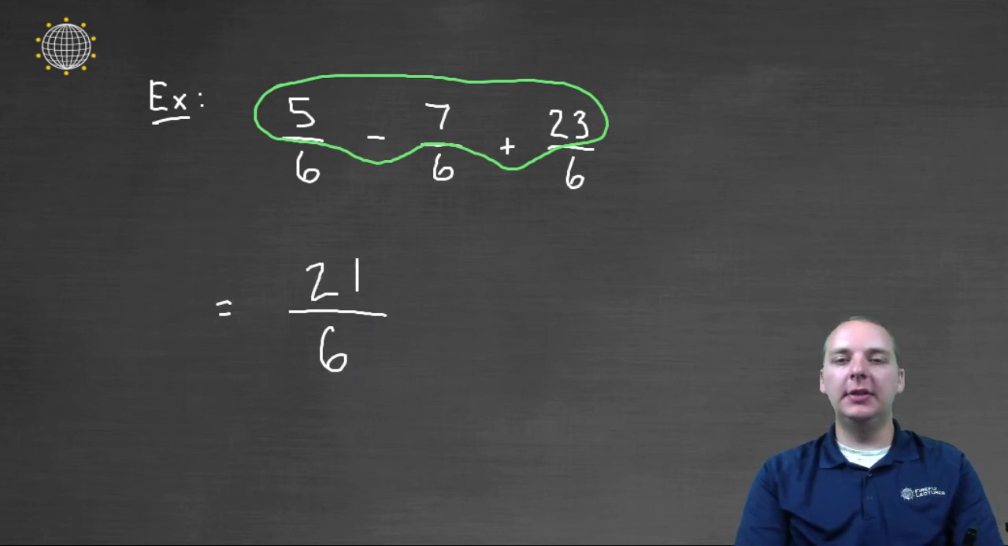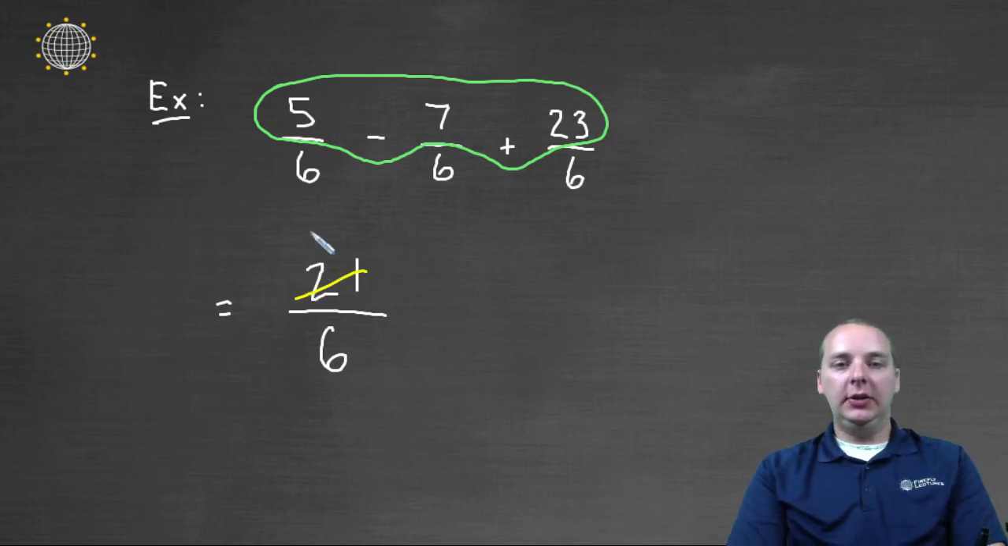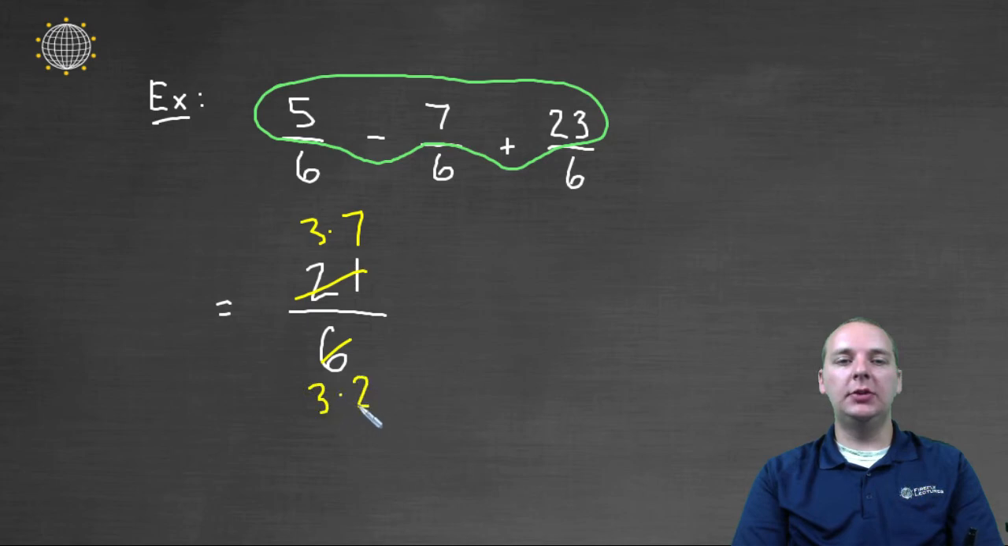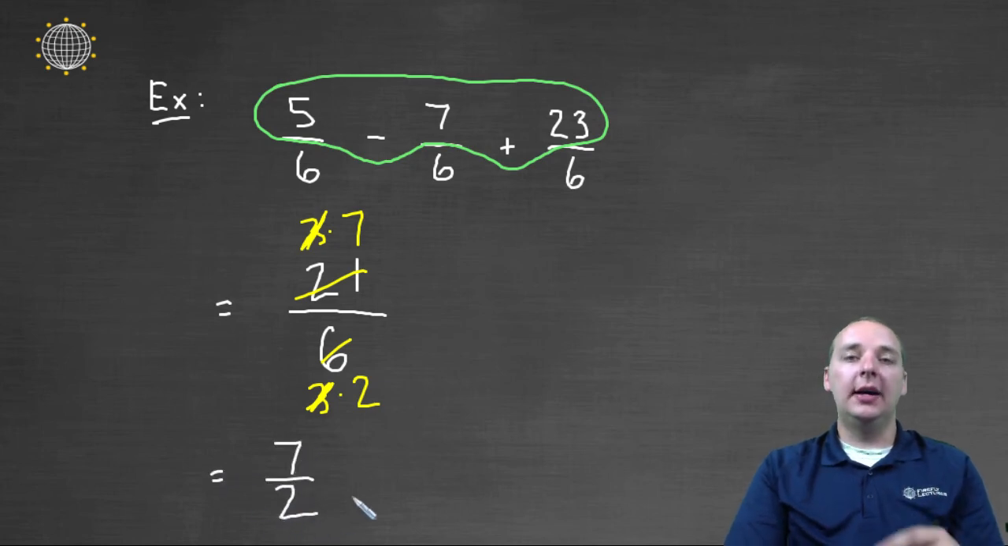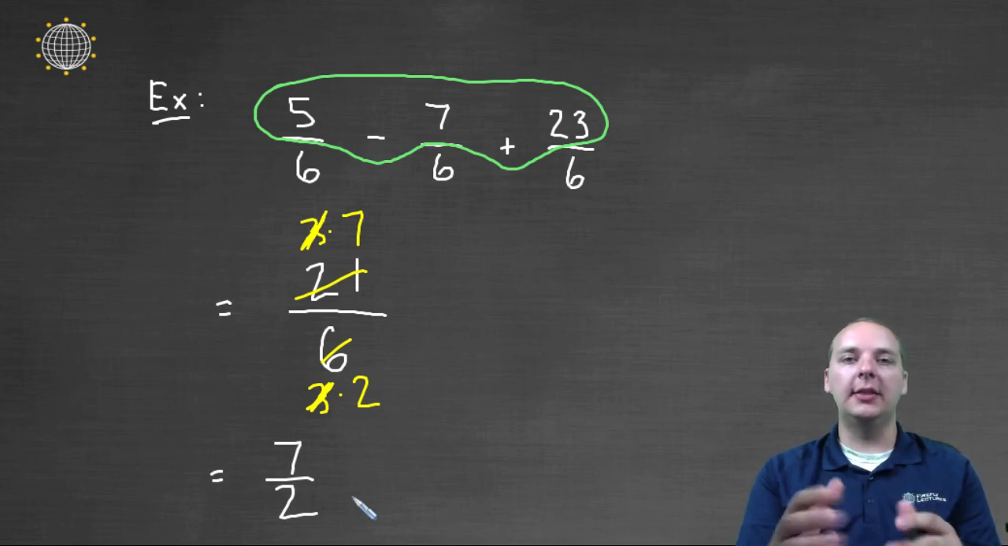We do need to see if this simplifies. Let's see. 21 is 3 times 7, and 6 is 3 times 2. And sure enough, we can cancel a common factor of 3. So this final answer would be 7/2. So if the denominators are all the same, then I think we have a pretty firm grasp of how to add and subtract these fractions.